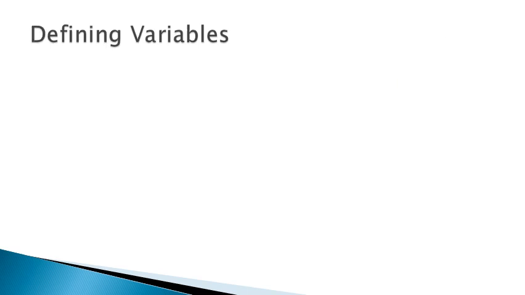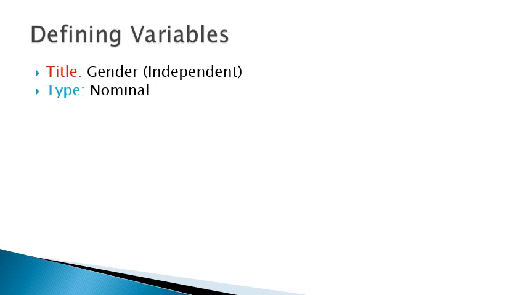So how are you going to define these variables? If I was going to define a variable, let's say for a stat exam, I might give thought to what is the title I would give that variable. So let's say I'm going to call my variable gender, and I know that's an independent variable in my particular research. The type is a nominal because it's just categories, no ranked order to them.